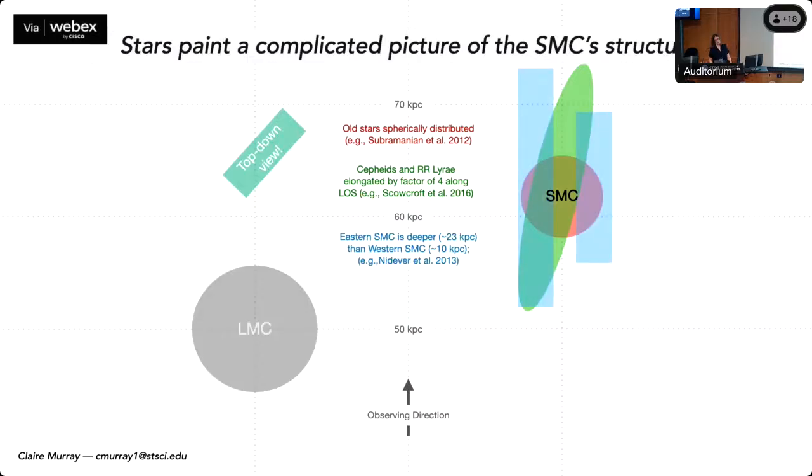There's been a lot of work to characterize the structure on each side of the SMC. We see that the eastern side of the SMC is deeper than the western side. And then when you look also in the east, you see that red clump stars show a bimodality in distance. And so once you start piling up all of these pieces of evidence for what the structure of the SMC is, it's not entirely clear what all these pieces mean together and what that means for the history and evolution of the galaxy itself.